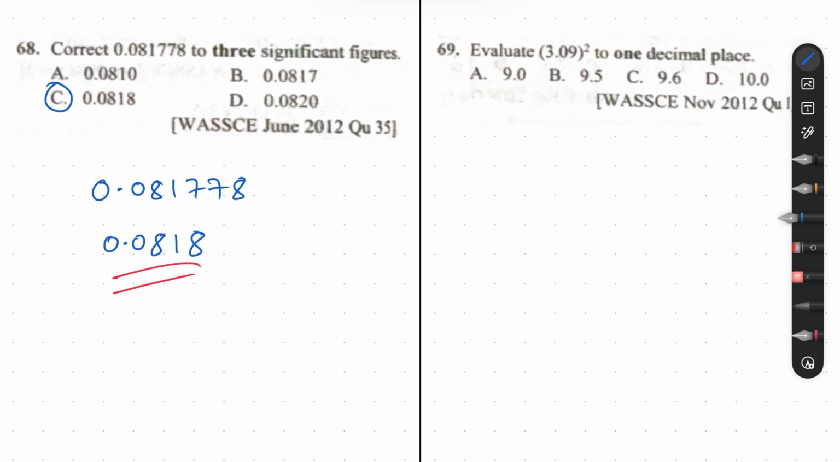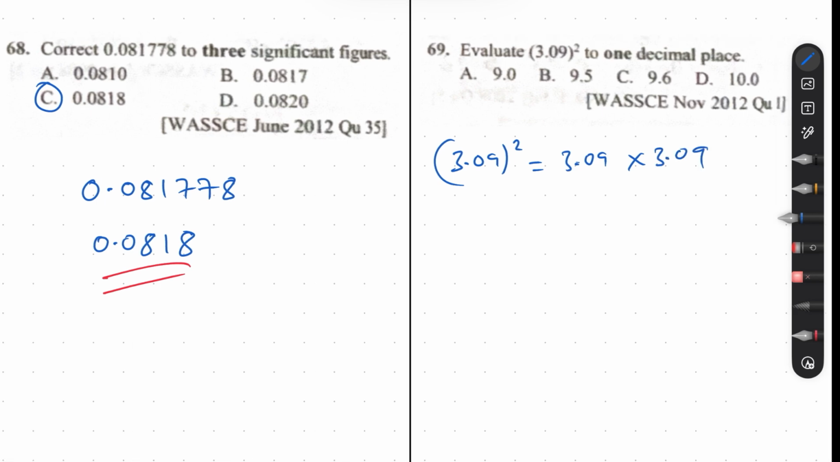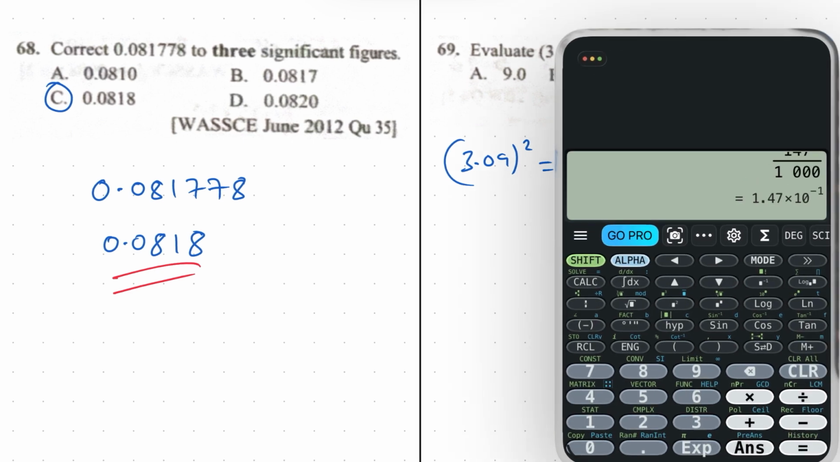Cool. Let's move on to question number 69. Question number 69 says, evaluate this to 1 decimal place. So what this means is 3.09 to the power of 2. So that just means 3.09 squared, equal to 3.09 times 3.09. Let's put that in our calculator very fast and then we see. Let's bring our calculator here so we can see properly.